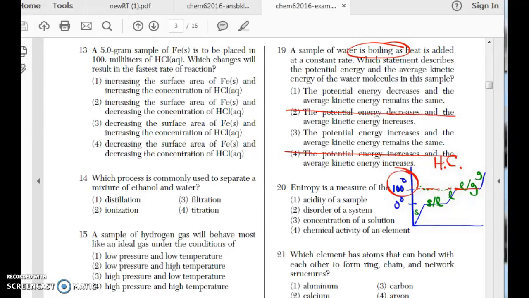Now, energy has to be changing. I'm pumping energy into this. Well, if kinetic energy is constant, then the potential energy must be increasing.